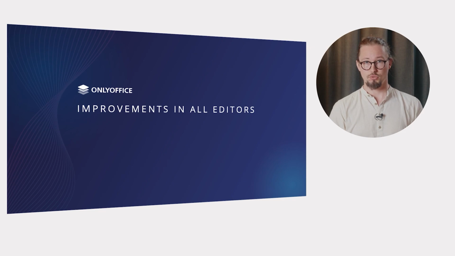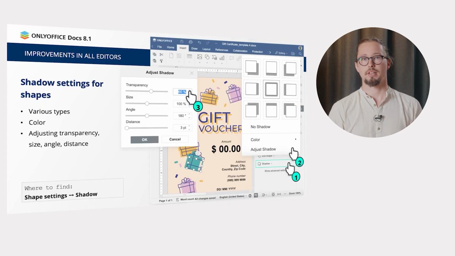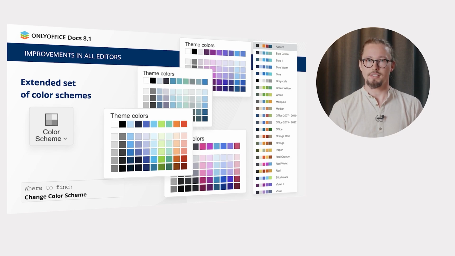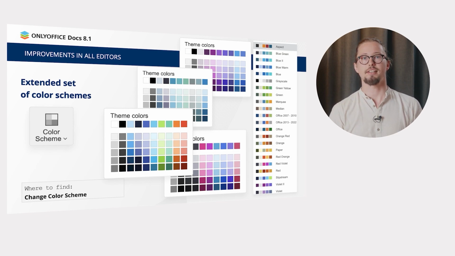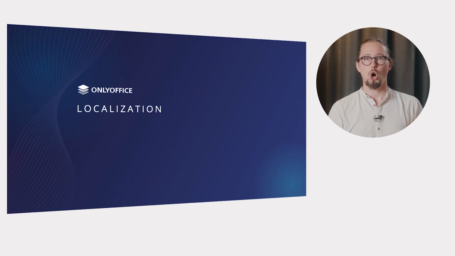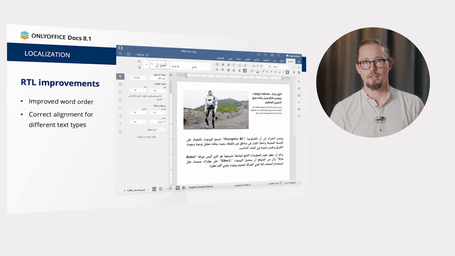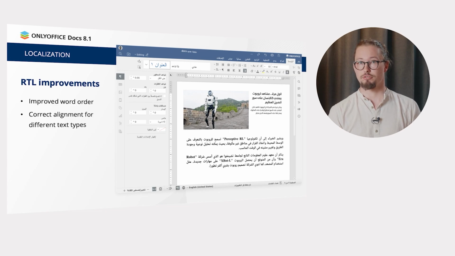Moreover, here are some more useful improvements in all editors. Apply a shadow to the inserted shapes and adjust its properties, including transparency, size, angle, and distance. Give your files an individual look by choosing among an extended number of available color schemes. OnlyOffice is constantly improving localization of the editors to make the suite accessible to all users all over the world. Refining RTL support is one of the most important directions. With this release, among enhancements for RTL comes improved word order and more correct alignment for different text types.